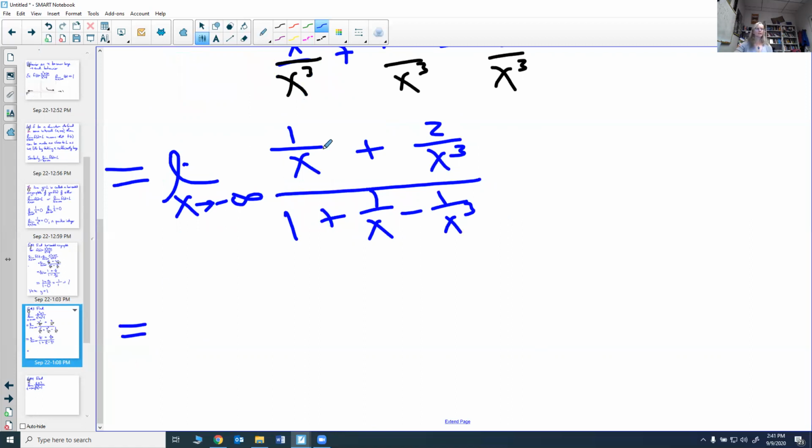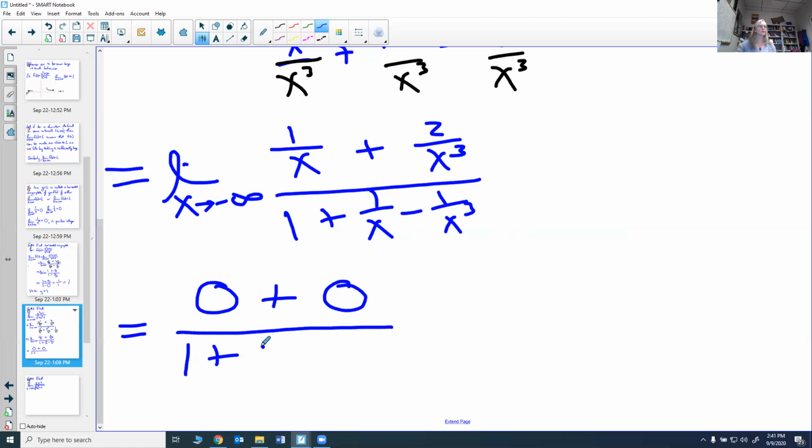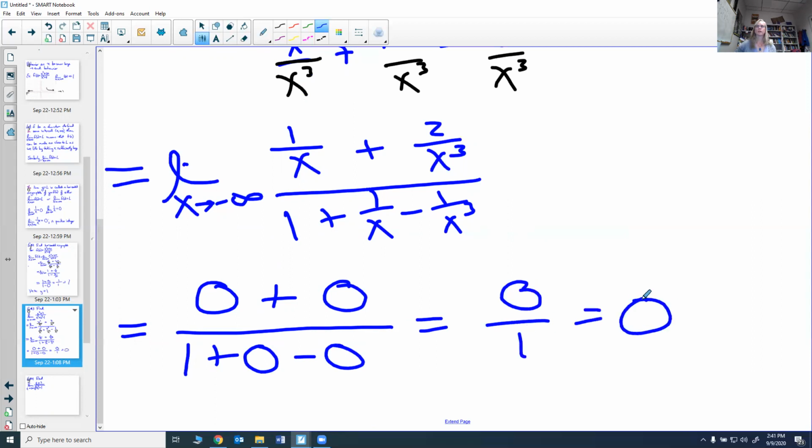So using our limit laws that allow us to take the limit of each individual piece, the limit as x goes to negative infinity of 1 over x, using those other properties, is 0. The limit of 2 over x cubed is 0. The limit of 1 is 1. The limit of 1 over x is 0. And the limit of 1 over x cubed is 0. So we end up with 0 on the top over 1, or 0. So that's the limit, it is 0.